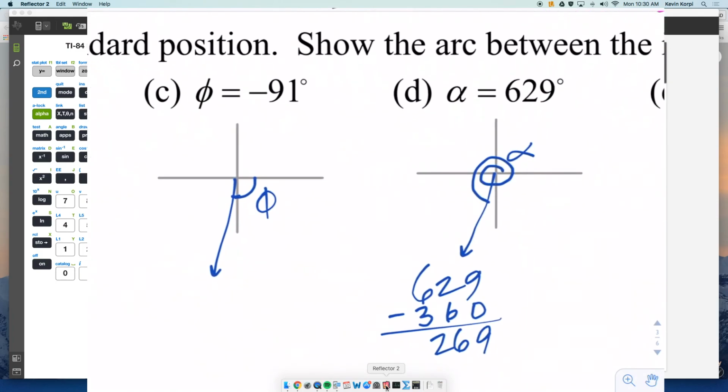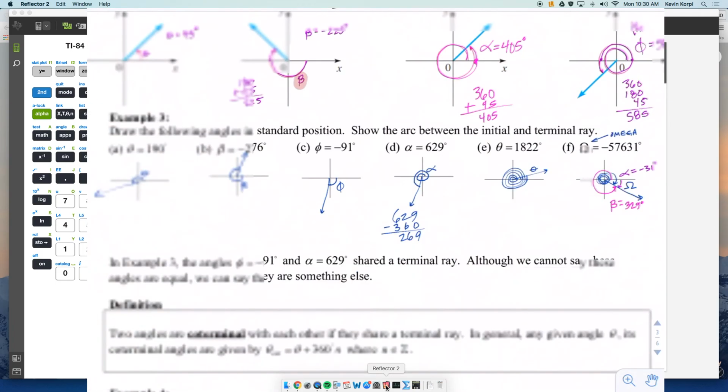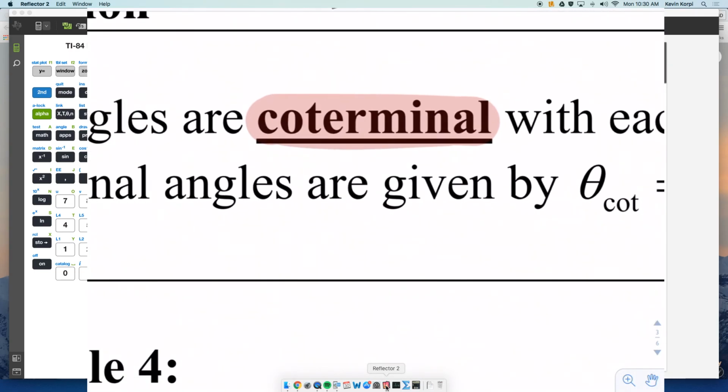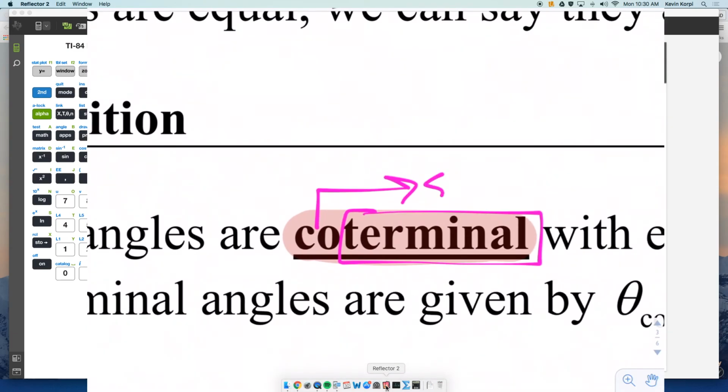There are some other angles that share the terminal ray. Letters C and D, right? They share the terminal ray. So what name do we give for two angles that share a terminal ray? I said it. It's coterminal. And this actually makes a lot of sense, to name two angles that share a terminal ray as coterminal, because terminal means ending ray. What does co mean? Share.